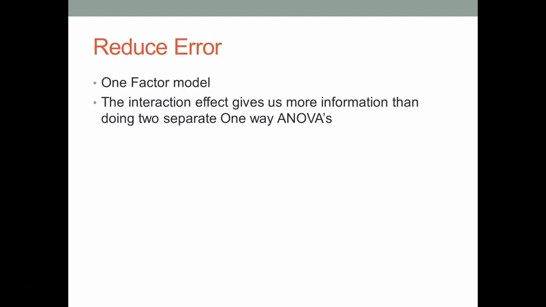In our one-factor model, the interaction effect gives us more information. We get more information with our interaction effect than having two separate one-way ANOVAs. So here's one-way ANOVA 1. This is exactly the model we showed in our last class and some of the other videos: mu plus alpha plus error. Grand mean plus the effect of being in your group plus your personal effect, the residual error.